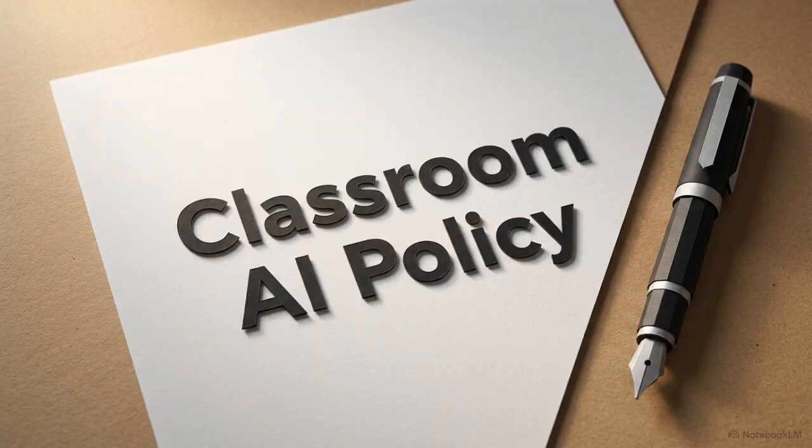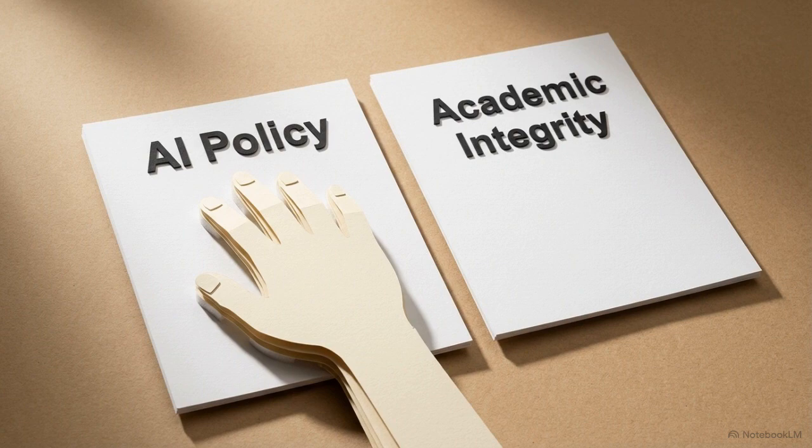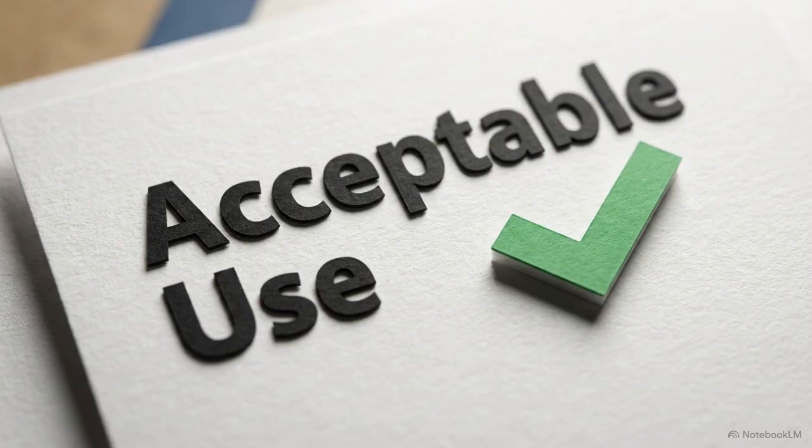Step 1 is creating a standalone AI policy. By separating it from the standard academic integrity document, which focuses on disciplinary rules, you create a dedicated space to explicitly define and model positive, acceptable practices.